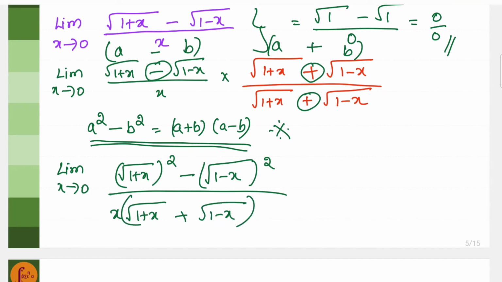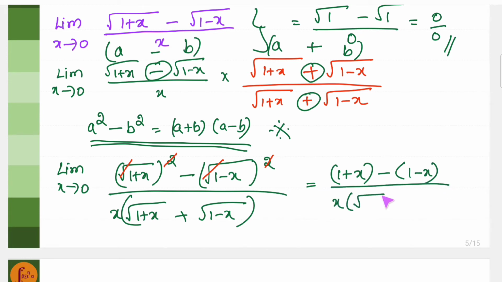And now the square root and square will get cancelled. This is why we do rationalization, so that we can eliminate the square root. We are going to get 1 plus x minus 1 minus x by x into root of 1 plus x plus root of 1 minus x.